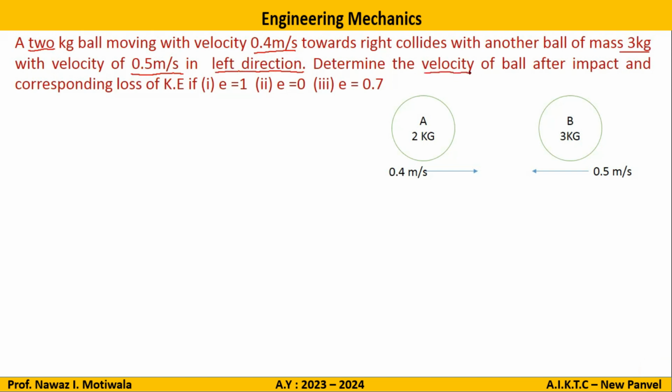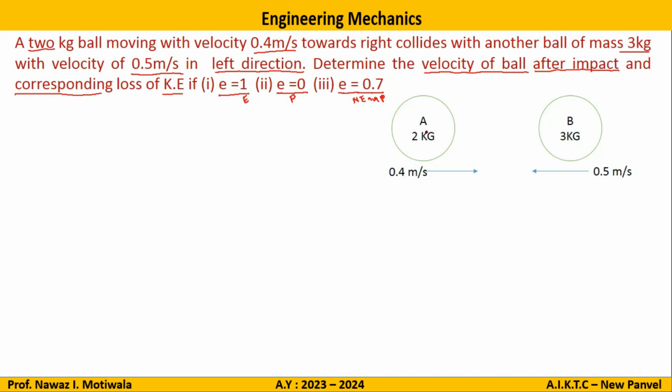So first thing we need to find out is the velocity of the ball after impact and the corresponding loss of kinetic energy, wherein if e is equal to 1, that means coefficient of restitution is equal to 1, or we can say that the body is perfectly elastic. Second case, e is equal to 0, that is coefficient of restitution is 0, or I can say body is completely plastic or perfectly plastic body. And the third case is when the contact surface has a coefficient of restitution between 0 and 1, that is 0.7, wherein I can say it is neither purely elastic nor purely plastic.